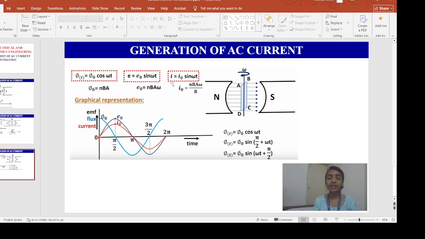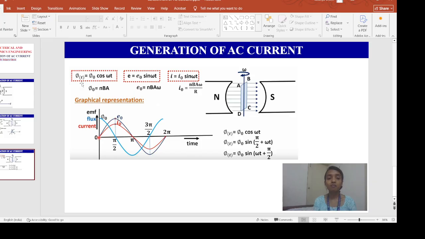Now next we can plot I equals I naught sine omega t. If you notice this, EMF and current are both in the same phase. But I naught equals E naught by R, so the value of I naught is less than E naught. So I naught will be somewhere around here, less than the value of E naught, and it is also a sinusoidal signal and they are in the same phase. So this red color waveform represents my current.